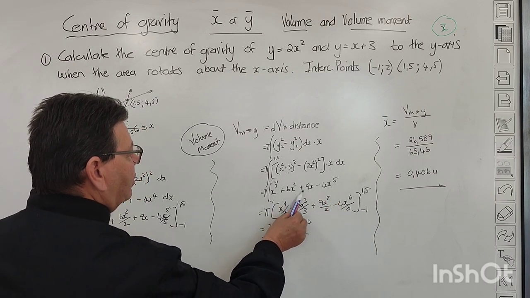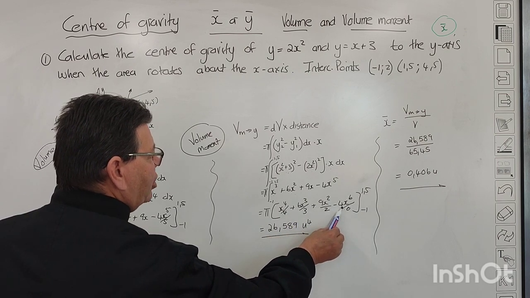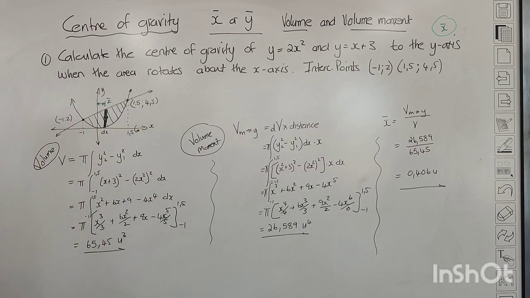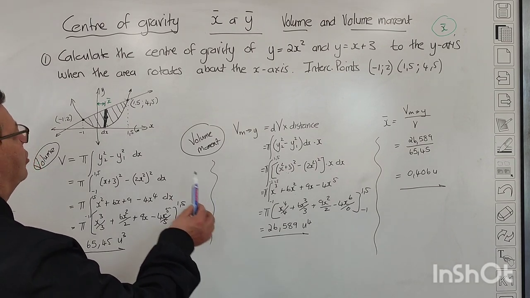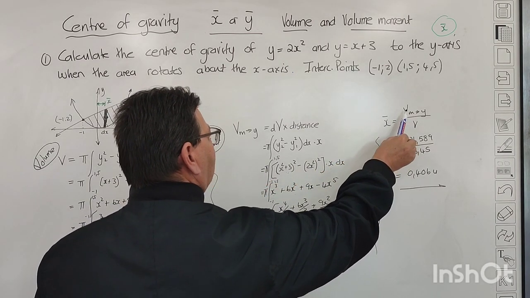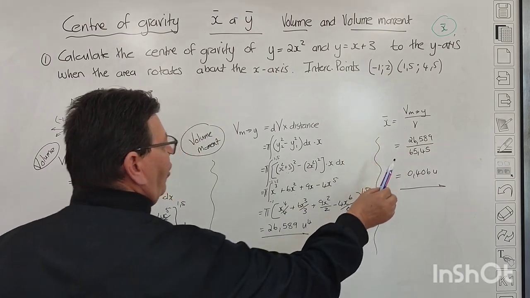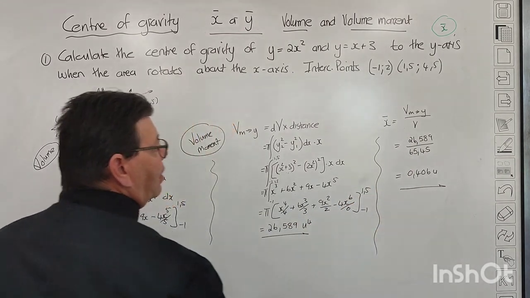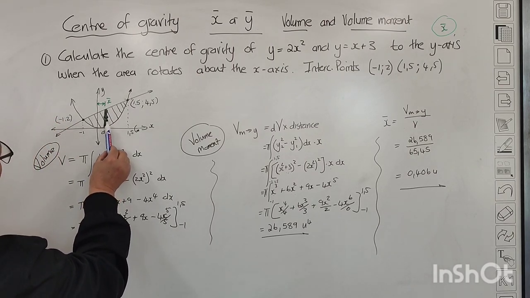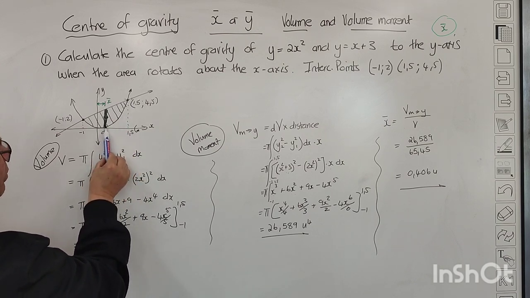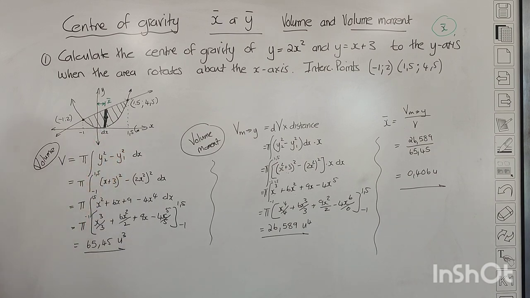And now I have to integrate these values, and there's my integration values for each of these terms. My upper and lower limit, I substitute this in on my calculator, I get an answer of 26.589 units to the power of 4. So now, if I want to find the distance towards the y-axis, which is my x distance, I'll take my volume moment, divide by the volume. So I'll write down my volume moment, I'll write down my volume, and when I divide, I see the distance is 0.406. So you can always verify whether this is correct. If I look at this, from there is 1.5 up to there, there's the zero line. So this looks perfectly right from there to there, that it would be 0.406.